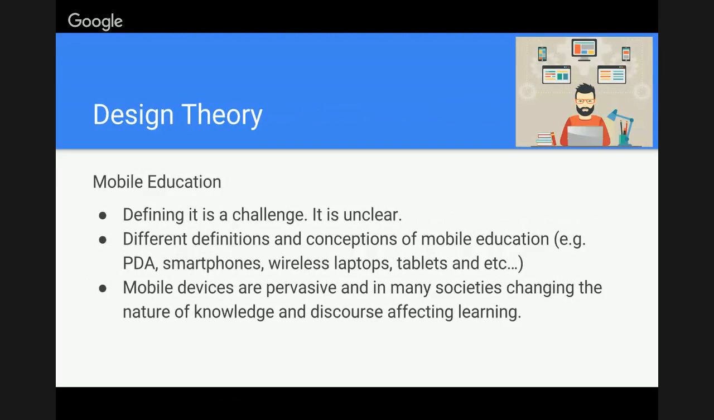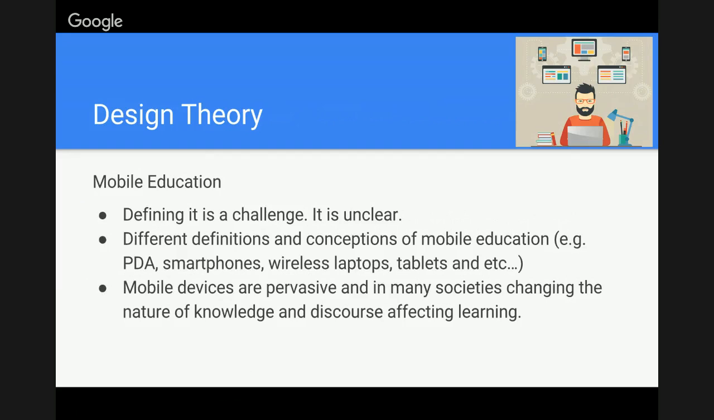Okay, so looking at design theory, we're going to start off with first mobile education. Now, with mobile education, the challenge is defining it. Right now, it's unclear. There are different definitions and conceptions of mobile education, such as personal data devices, smartphones, wireless laptops, and tablets.